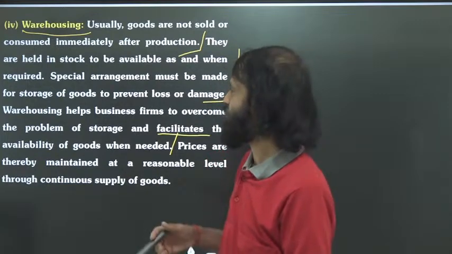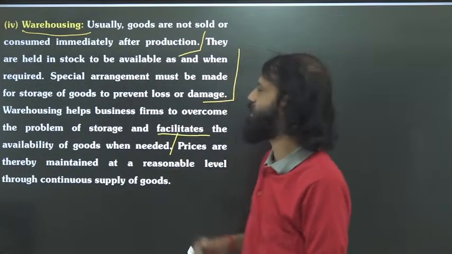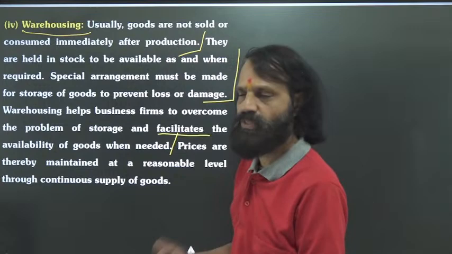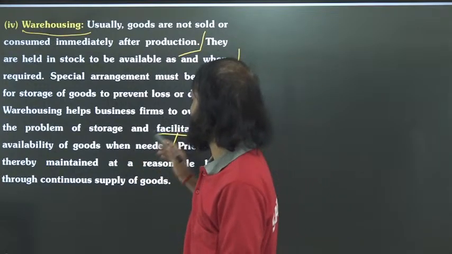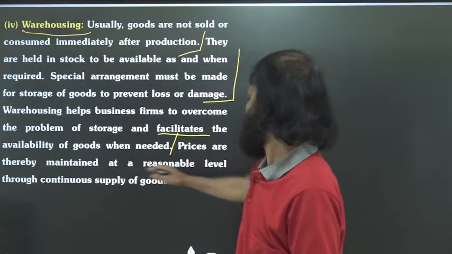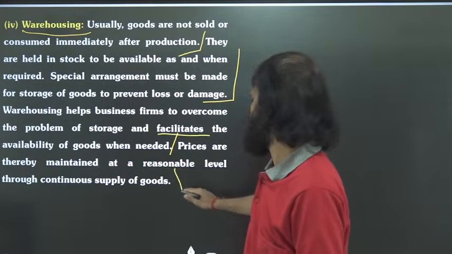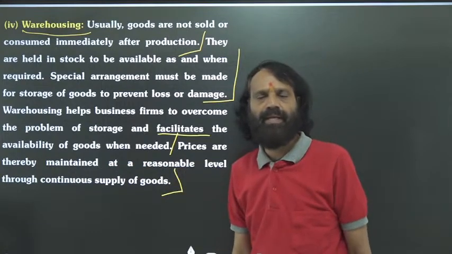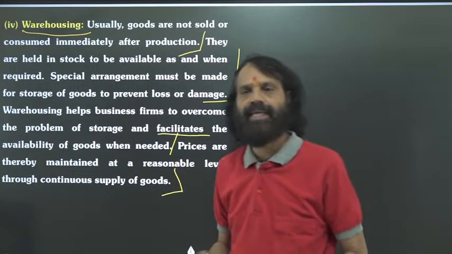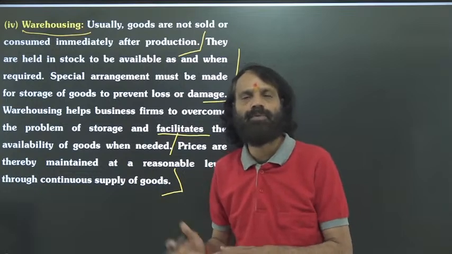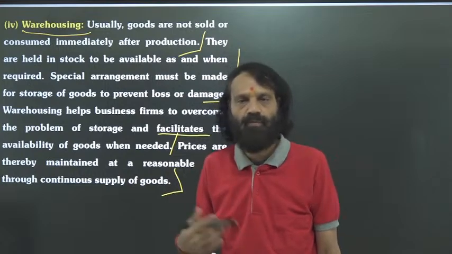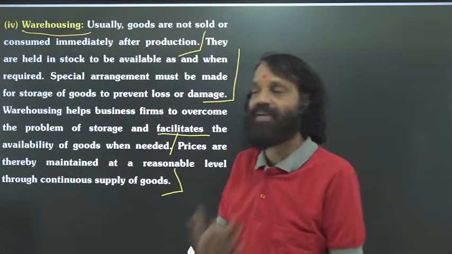Warehouse facilities are available. In a warehouse everything is arranged. We can keep any products safely. Cold storage is there, AC rooms are there. So all those products can be safe in warehouses. Prices are thereby maintained at a reasonable level through continuous supply of goods. Many business organizations and companies produce products, keep them in the warehouse, and from time to time release or distribute the products in the market, so that there won't be any shortage of products.